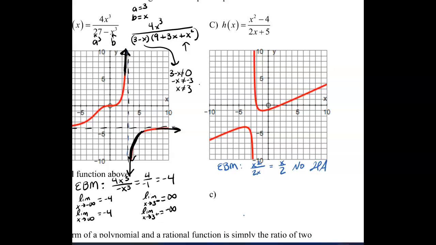So in this case, I would actually have something called a slant asymptote.